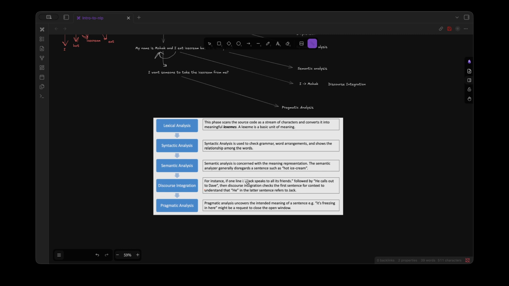Okay, what is the next thing? Discourse integration. Discourse integration is, for example, "Jack speaks to all of his friends," followed by "he calls out to Dave." So what is "he"? He refers to Jack. This is what we call discourse integration. What is pragmatic analysis? Pragmatic analysis uncovers the intended meaning of a sentence. For example, "It is freezing in here" might be a request to close the open window. Okay, this is called pragmatic analysis. This is basically the meaning of pragmatic analysis and the steps of NLP.